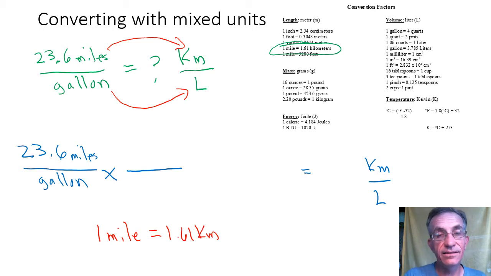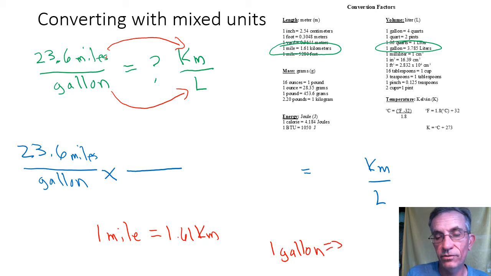That'll help us get the miles to kilometers. That's what that does. Now, we're not going to be done because we still have to do the bottom part. We're going to need to also go from gallons to liters. So we need another conversion factor that relates the bottom units. And there is one. It's under the volume side. It's right here. A gallon is 3.785 liters. So let's jot that down. 1 gallon is 3.785 liters.